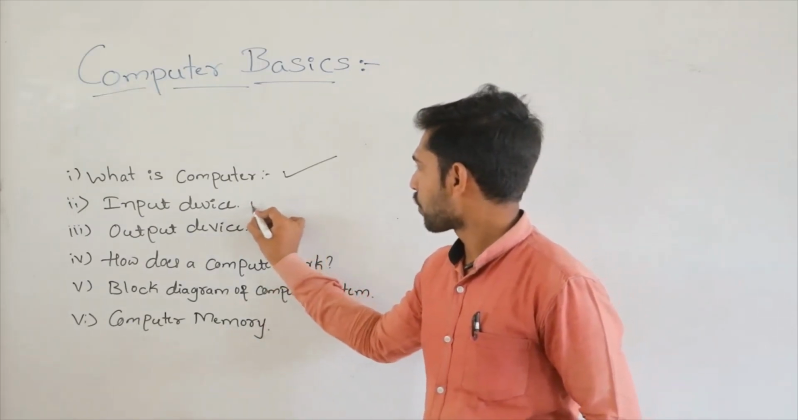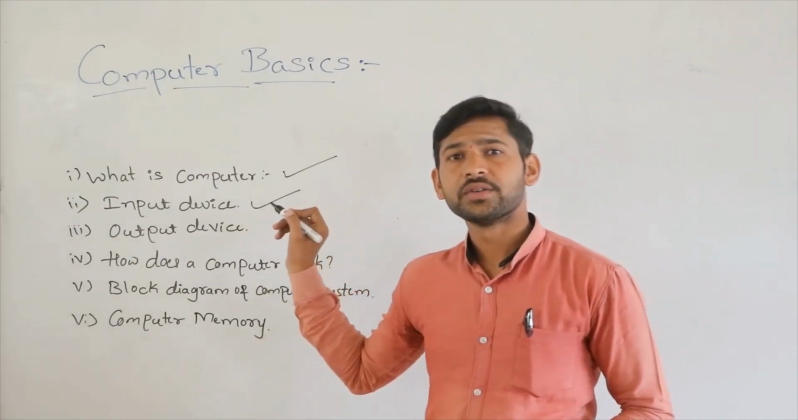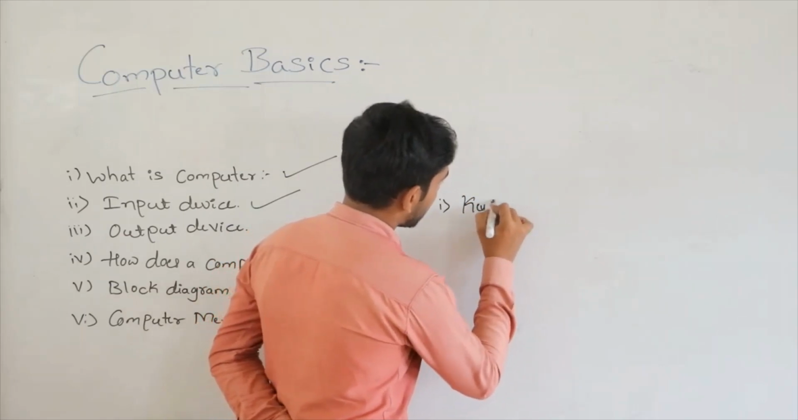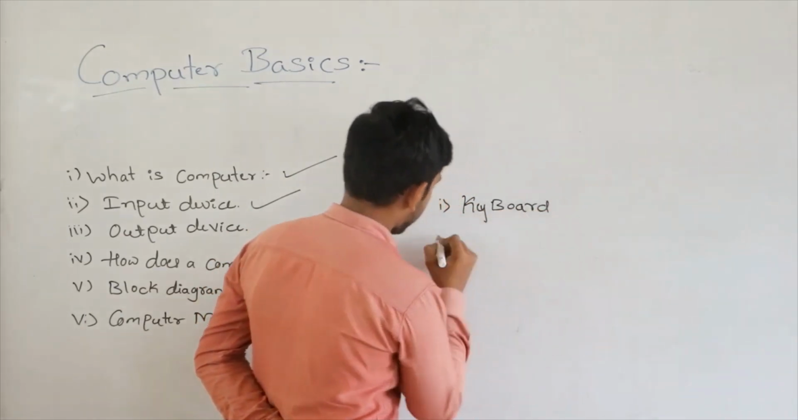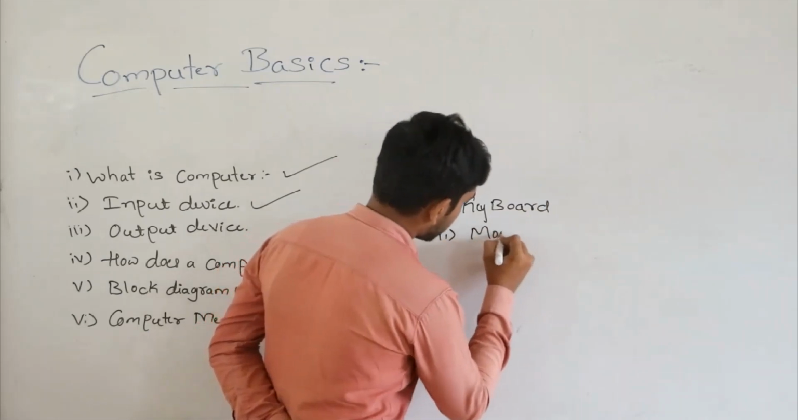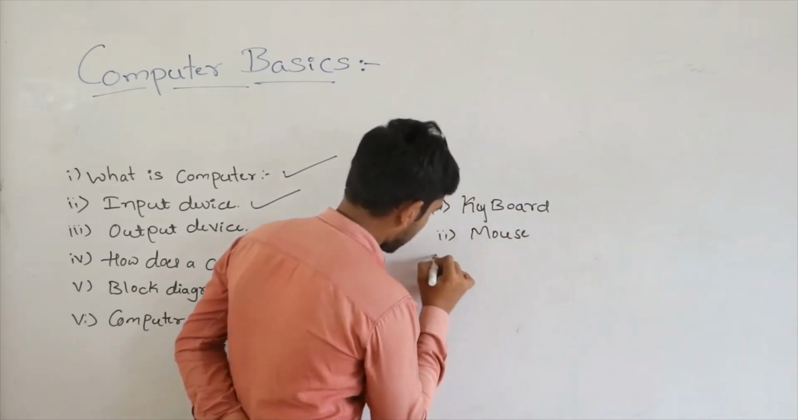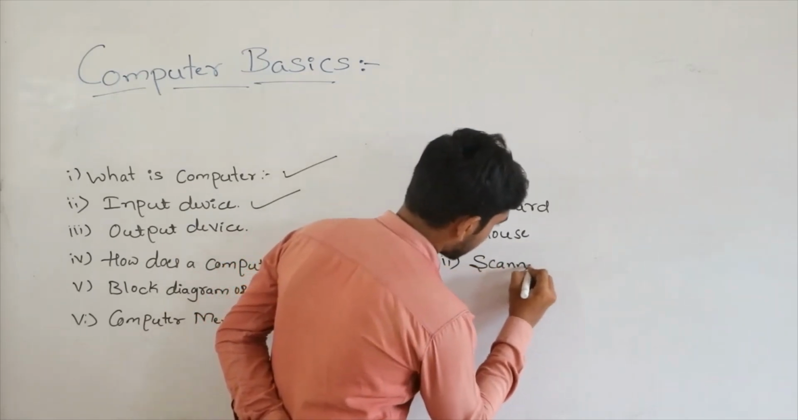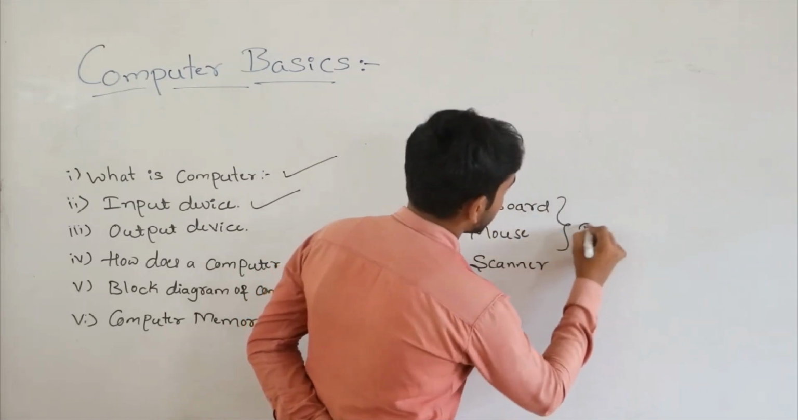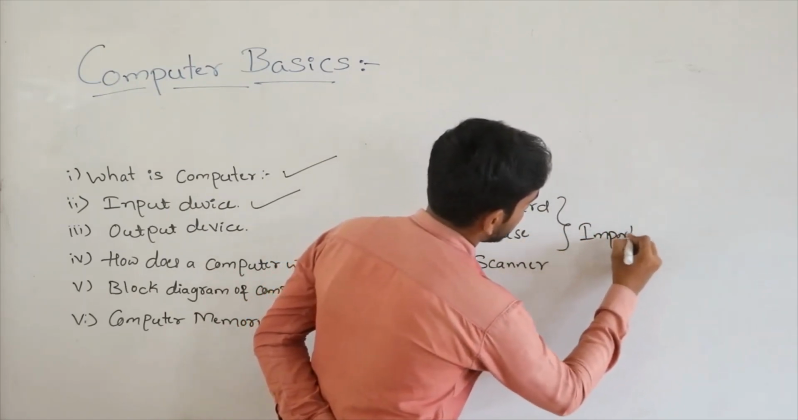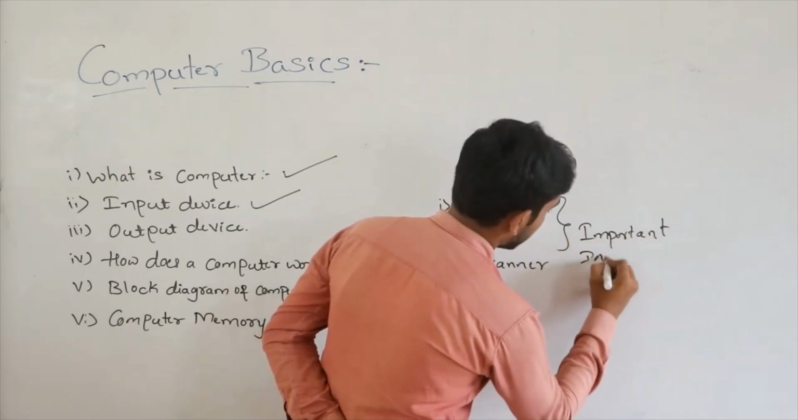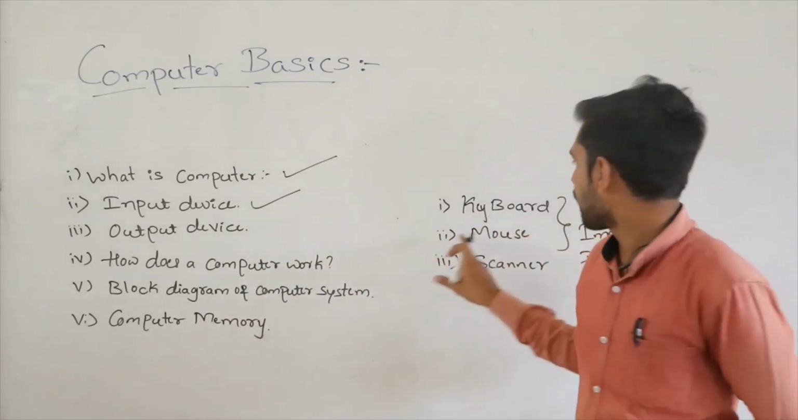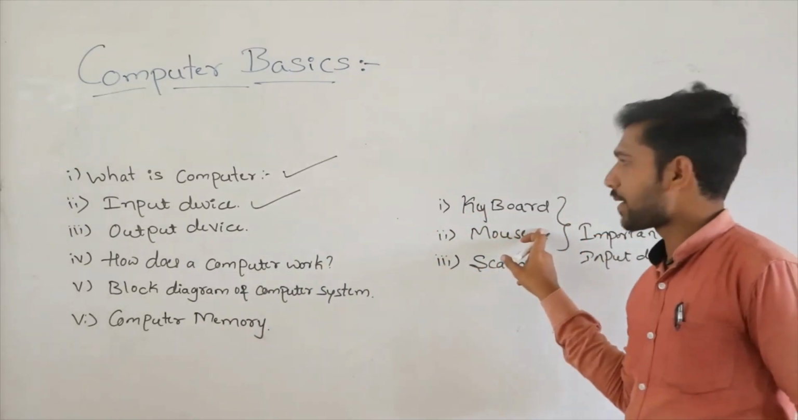Next, input devices. You already saw the input devices. Which are the input devices? The first one is keyboard. The second one is mouse. The third one is scanner, etc. These two, keyboard and mouse, are the main important input devices.